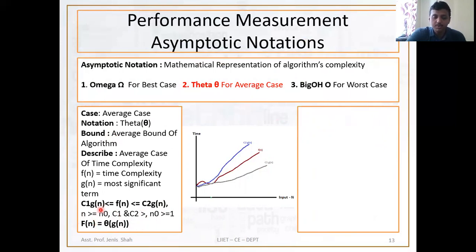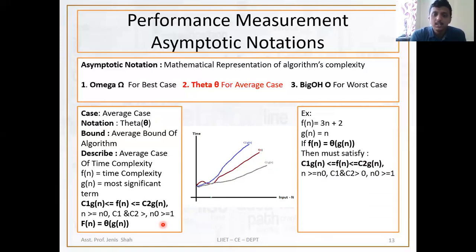Then the function f of n = Θ(g of n) will be satisfied. Taking the same example, f of n is equal to 3n plus 2. Then g of n is equal to n. Now, if f of n is equal to Θ g of n, this condition will be satisfied only when C1 g of n is less than or equal to f of n is less than or equal to C2 g of n. Okay.